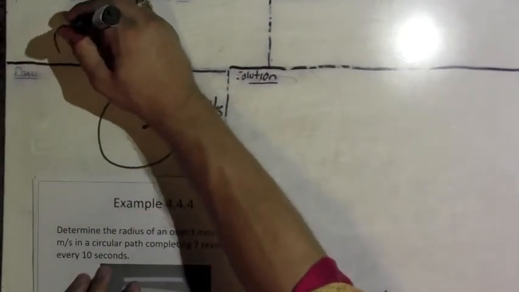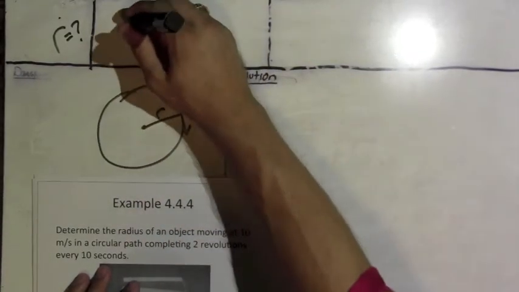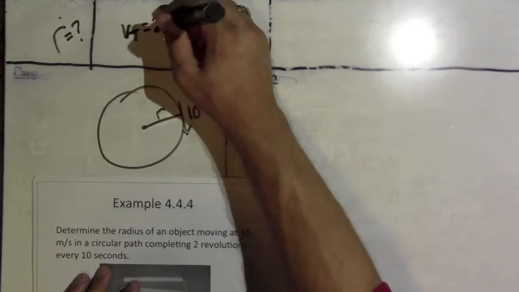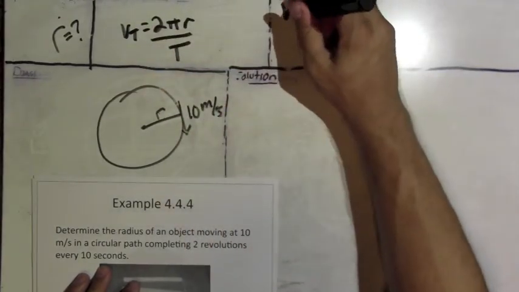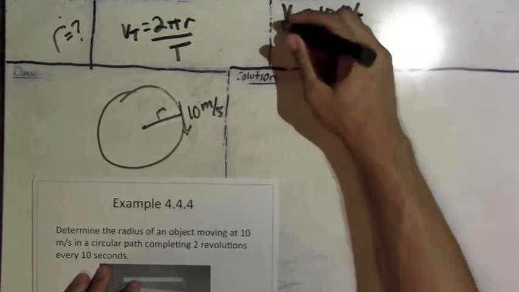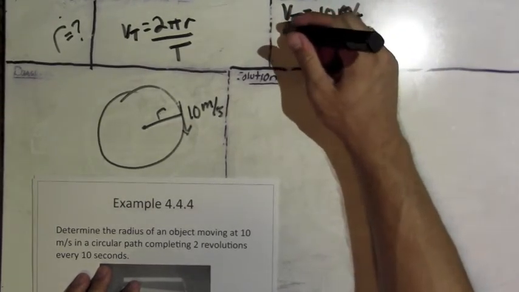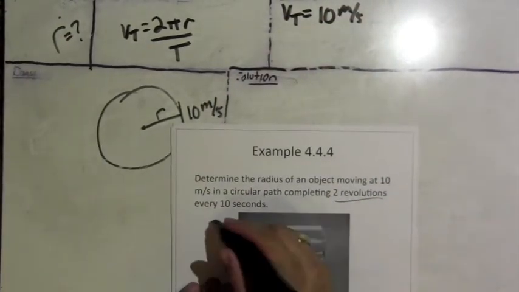So we're trying to solve for radius. The equation that we have that relates velocity and radius together is Vt equals 2 pi r over t. We are given the tangential velocity of 10 meters per second. We are not given the radius value, we're trying to find the radius value. We are given some information to calculate the period.